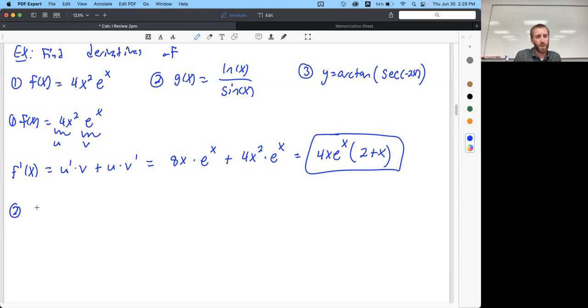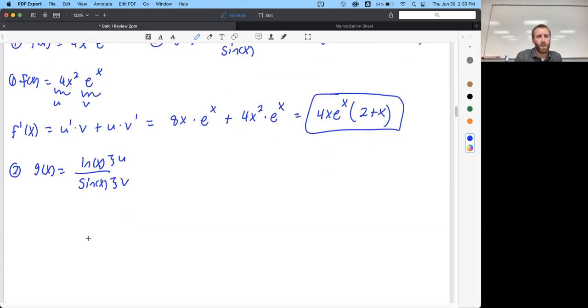Okay, for number 2, here we have a quotient. We're dividing two different functions. And so this is often, again, called u and v. And then g prime of x would be u prime times v minus u times v prime all over v squared. And so the top of the quotient rule is just like the product rule, except there's a minus instead of a plus.